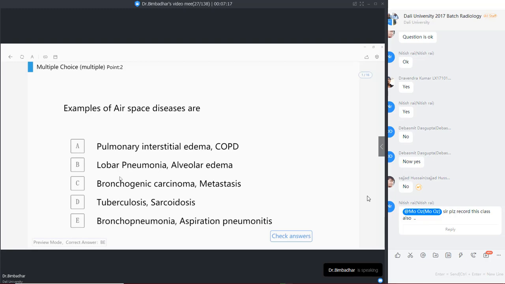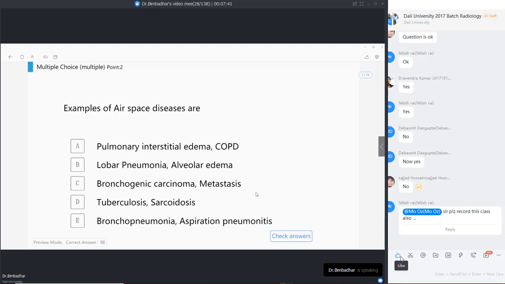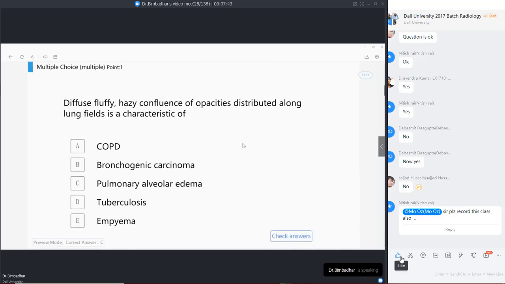So the correct answer to this question is lobar pneumonia, alveolar edema, and then bronchopneumonia and aspiration pneumonitis. Airspace diseases, in the sense we are going to look for the diseases that are presenting in the alveoli. Okay, so it is a very simple question when compared to the others, right?